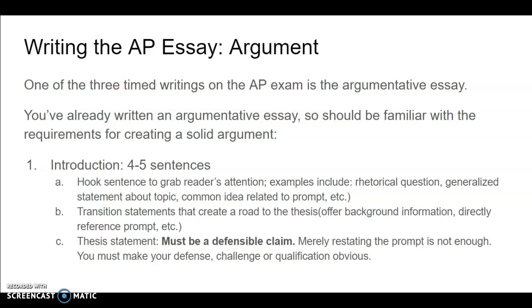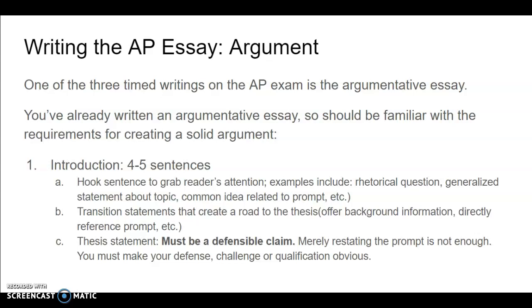You've been writing essays since probably 5th or 6th grade, so you know what makes a good introduction. You know what makes for a good essay. This is just tailoring that for argument. So your introduction, you're looking at about 4 or 5 sentences. You're establishing the premise of your essay. It's often helpful to start with a hook sentence that grabs the reader's attention, and then transition statements that more or less create a road to the thesis. You can offer background information. You can directly reference the prompt if the prompt contains a quote or some sort of widely held idea.